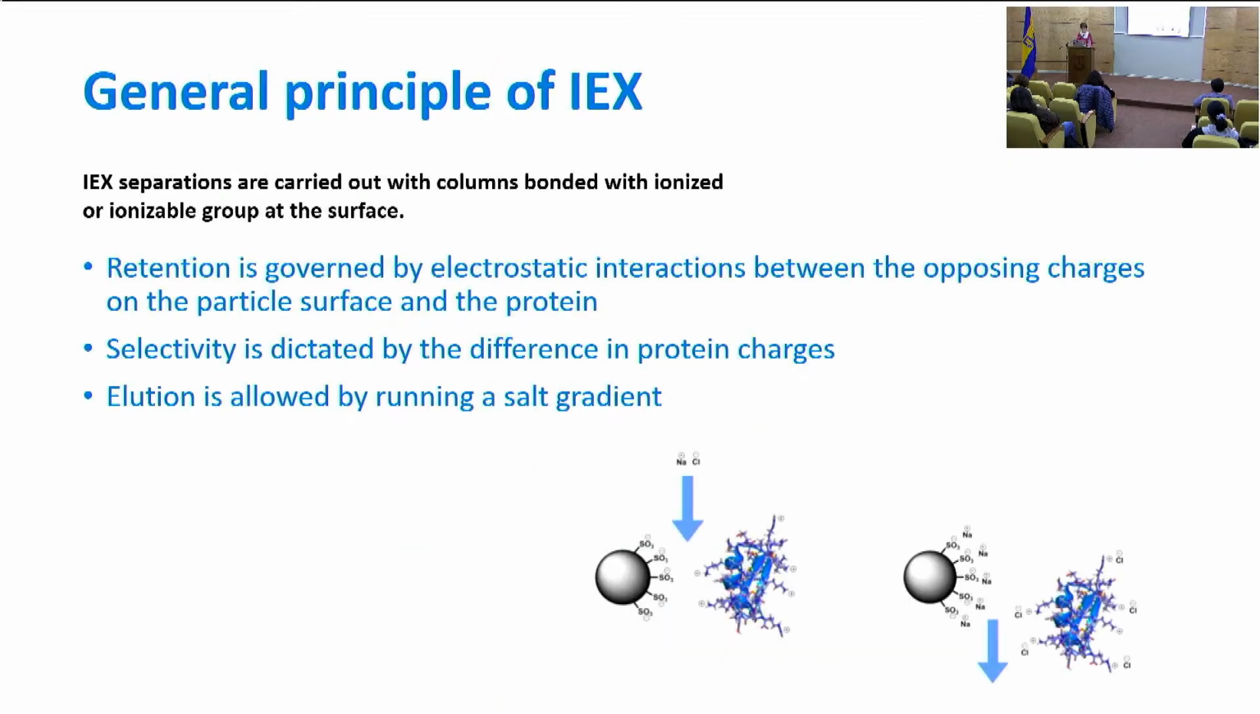So just the general principle of ion exchange separation. This type of retention is governed by electrostatic interaction between the opposite charge on the stationary phase and the protein. The selectivity is dictated by the difference in protein charge. And elution is allowed mainly by running a salt gradient, but it could also be a pH gradient, depending on the method.